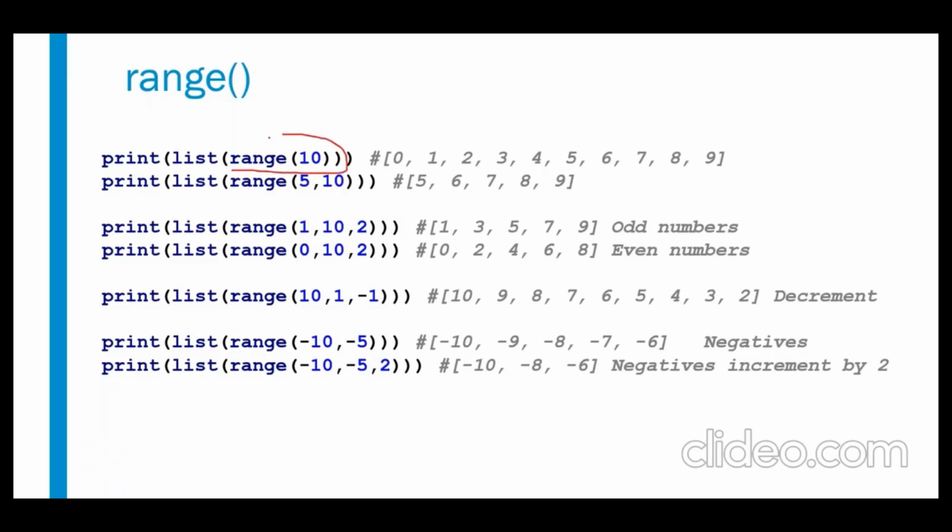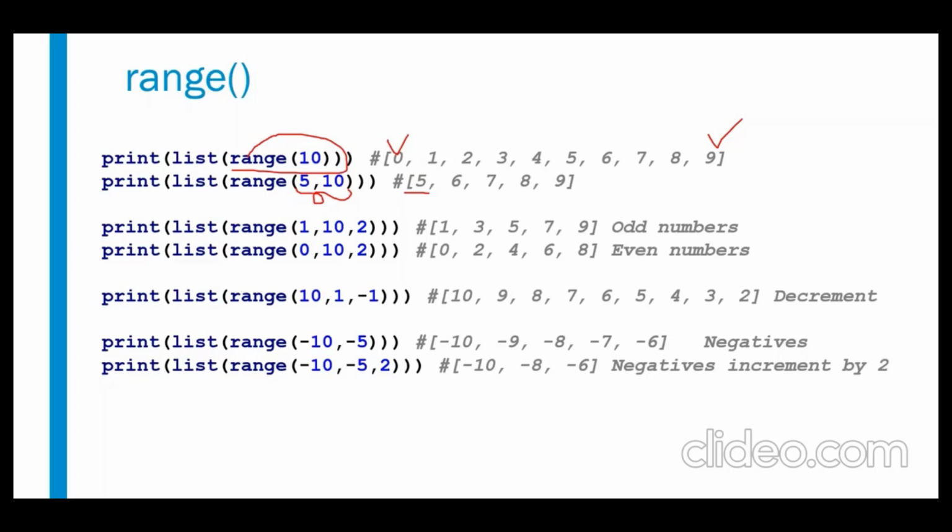When I say range of 10, it will print 0 to 9. It will start from 0 and 9 will be the maximum value; 10 is avoided. Similarly, if I pass 5, 10 to the range method, it will start from 5 and print till 9: 5, 6, 7, 8, 9. So the range of values will be printed as output. That's about the range method.